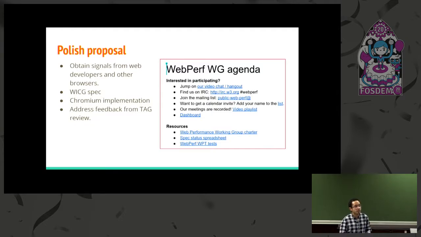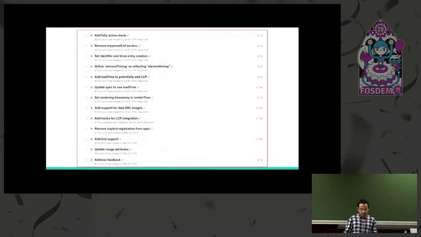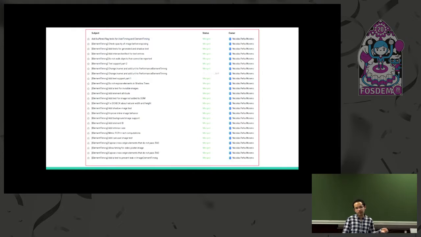Then we also need to polish the draft spec, which is hosted in WICG. And we need to make sure that there are no major bugs in the Chromium implementation, which is behind a flag. And we also need to address feedback from the TAG review. So these are examples of polishing the spec. These are pull requests into the Element Timing GitHub repo. And then these are examples of polishing the implementation, because these are Chromium code changes related to the Element Timing API.